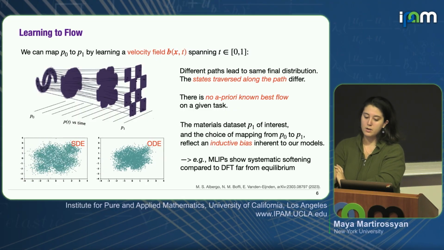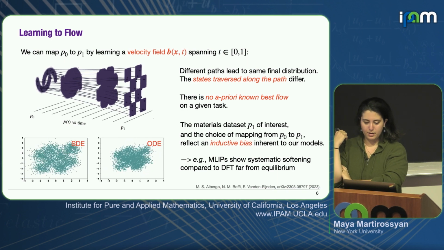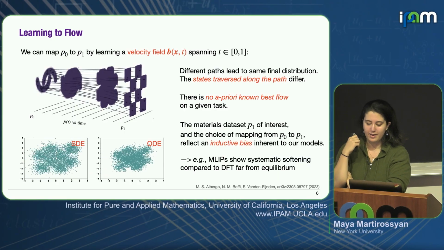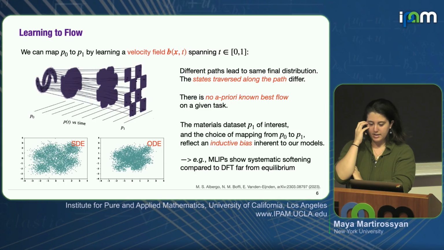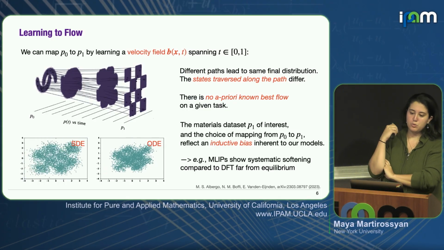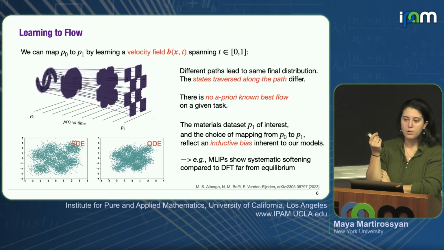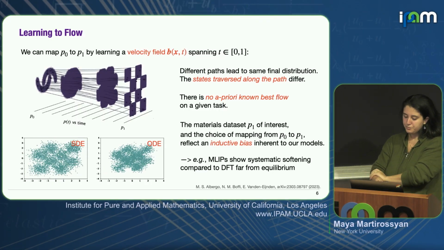That's where your samples are. And you're going to start from some distribution that's easy to sample. But something that might be worth considering, and this maybe speaks to your question, is that there is an inductive bias reflected in both the way that you map as well as the data sets that you're choosing to connect to one another.